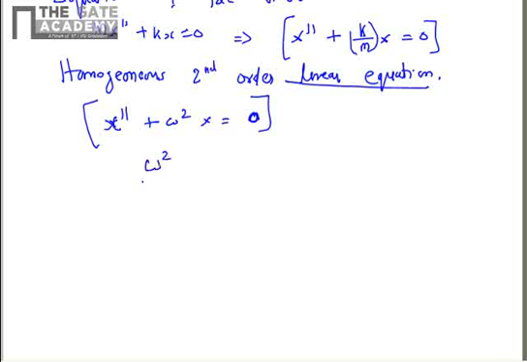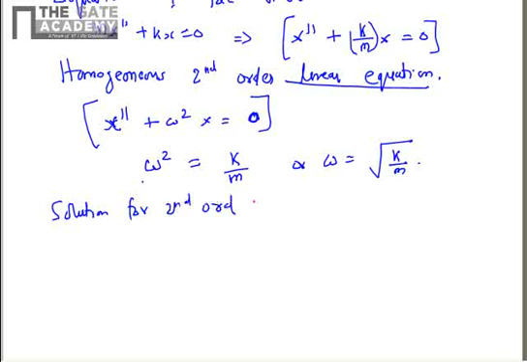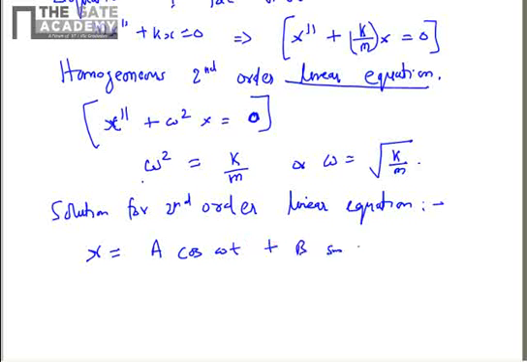So we compare our equation of motion with the standard homogeneous second order linear equation. We will get that if we have omega square equal to k by m, or omega equal to square root of k by m, then our equation is pretty much the same as the homogeneous second order linear equation. So the solution for the homogeneous linear equation is known, is pretty standard, and you can refer to it in any mathematics textbook. The solution is x is equal to a cos omega t plus b sin omega t.